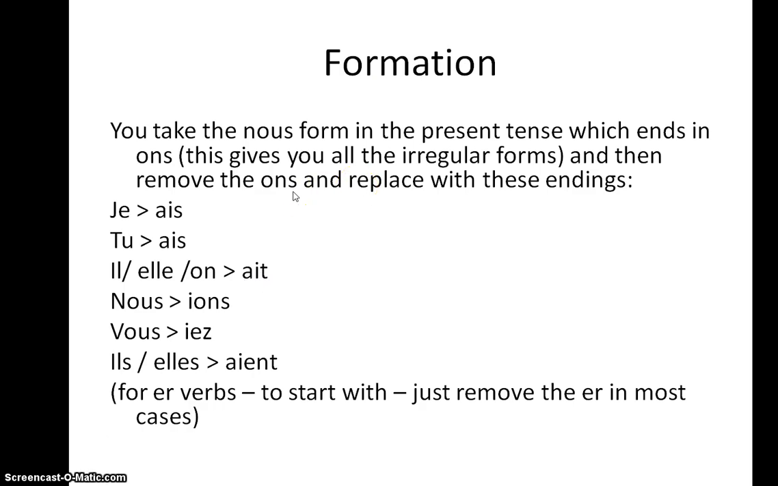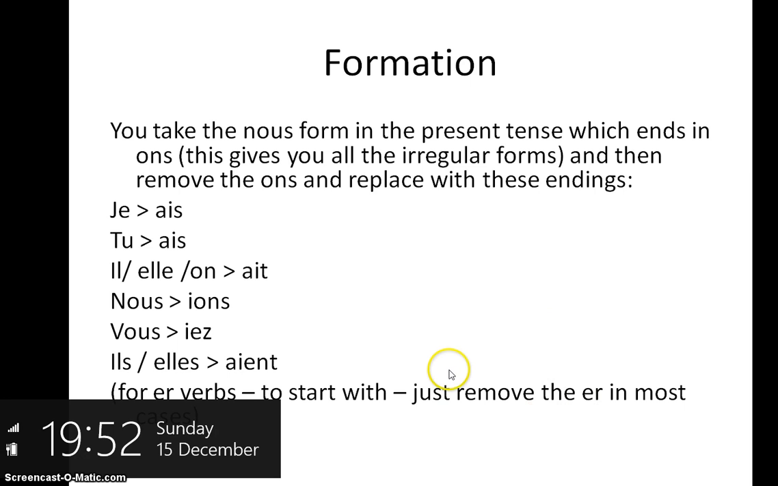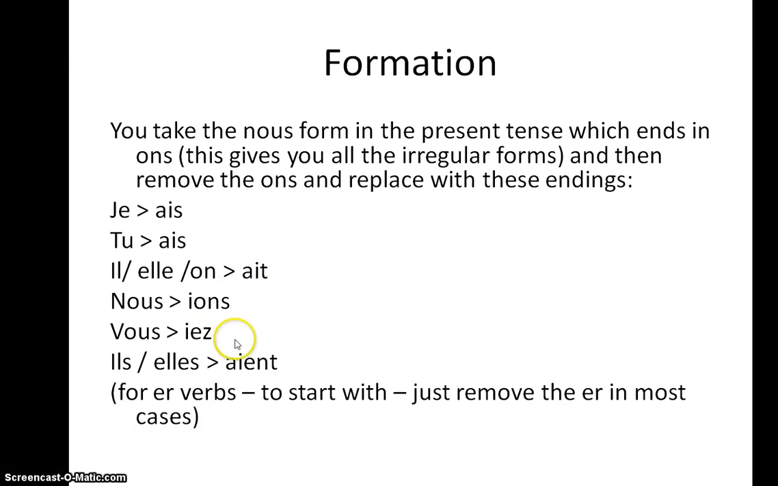So you take the nous form in the present tense, which ends in -ons. And if you do this, this gives you all the irregular forms. So if you know your present tense well, this is really good. Otherwise, just have a check through in the verb table, and then remove the -ons and replace it with these endings. Now, if you're just starting with this, maybe you could have a look at -er verbs to start with, and just use for the moment the rule of just taking the -er off and adding these endings. That will give you most of the endings that you need.